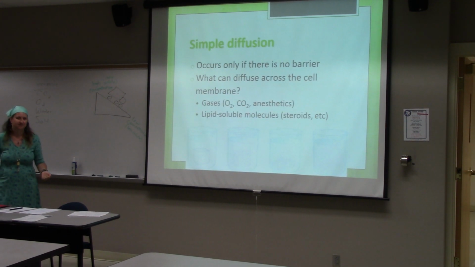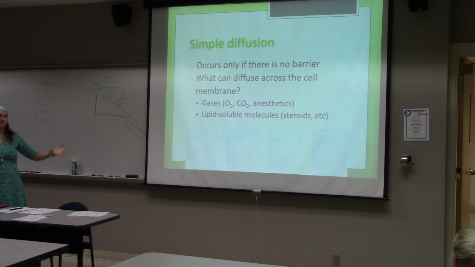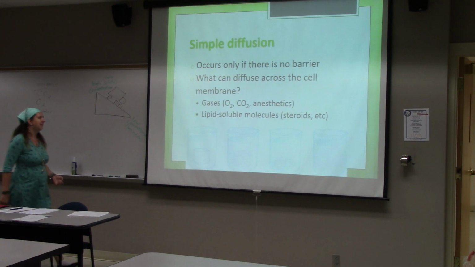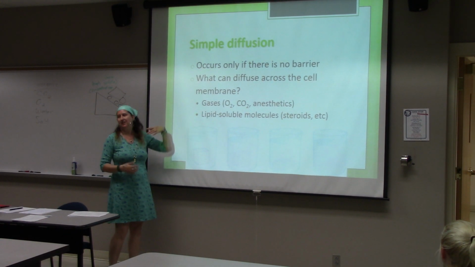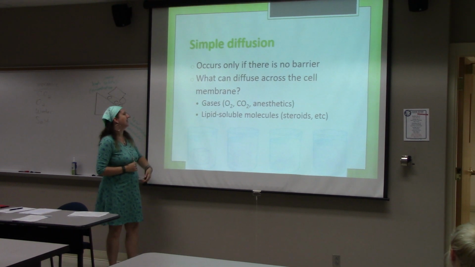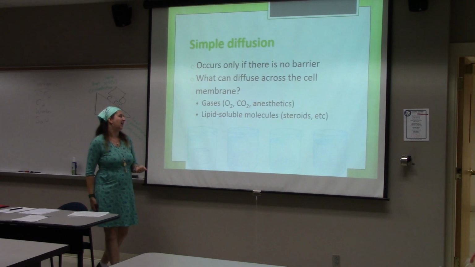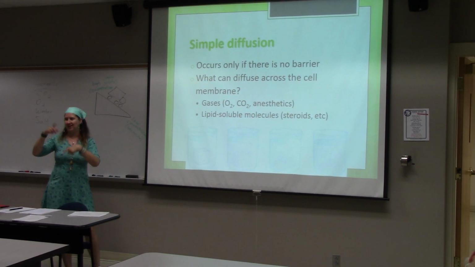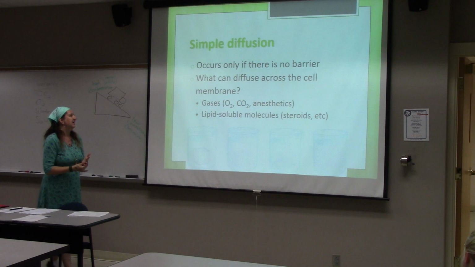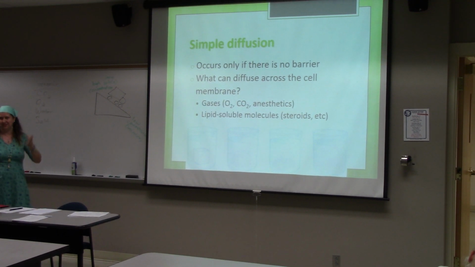Simple diffusion, the particles just move until they fill up the available space to them. To get across a membrane by simple diffusion, it has to be something that isn't blocked by the phospholipids. So something that is lipid soluble, like a steroid hormone, and most gases can get across. So oxygen and carbon dioxide can get in and out of cells easily. And a lot of anesthetics will just go straight in wherever they are.